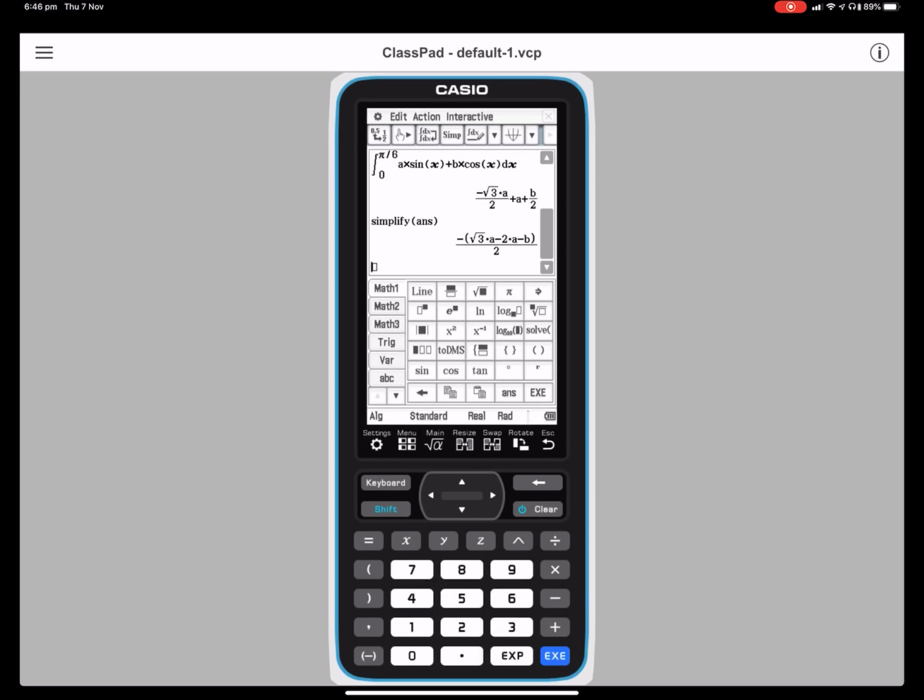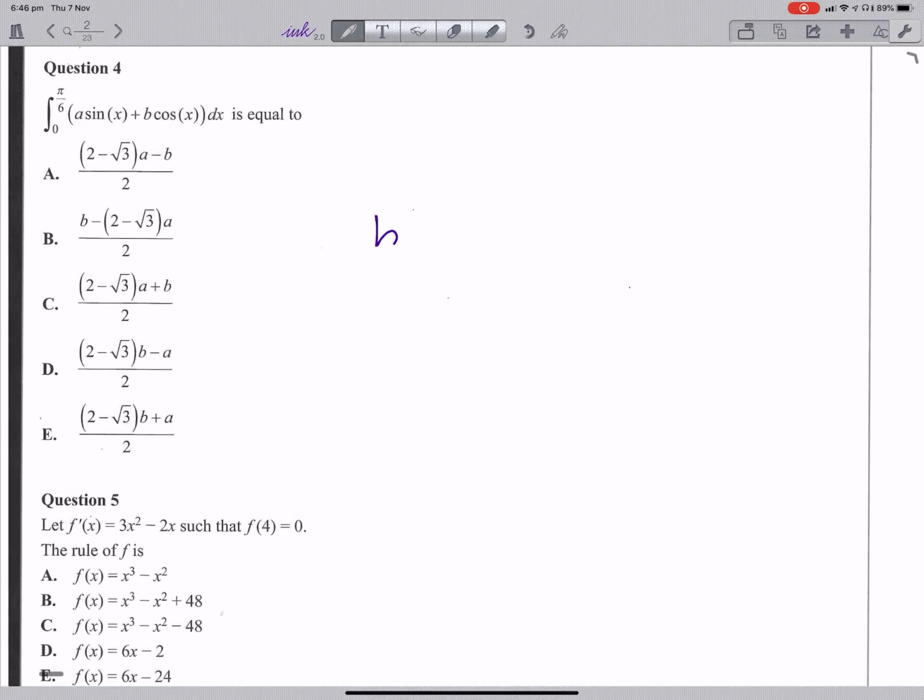Okay, b plus 2a minus root 3a on 2. Where is that answer? Positive b, that's plus root 3, it's not that. Not a minus b. 2 minus root 3a on 2. Yep.